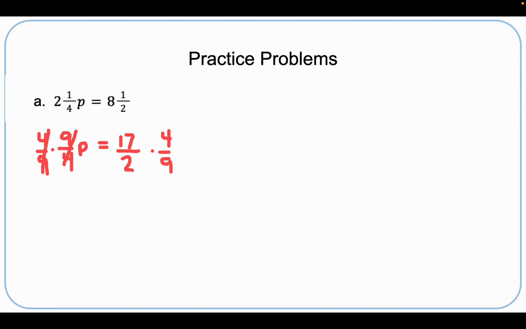These cancel out. We're left with our variable. And we can factor out a 2 here. So this would be 1, and the 4 would turn into a 2. So then we have 17 times 2, which is 34, over 9. p equals 34 over 9.